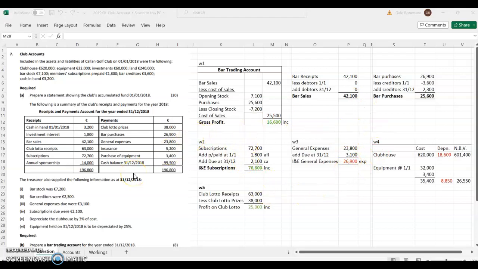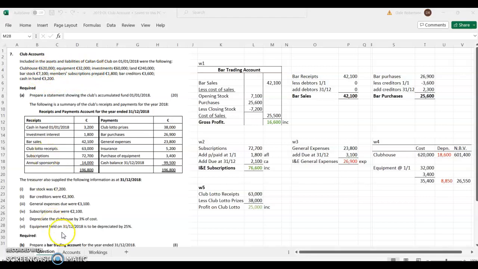So now it's just a matter of putting together the accounts. Now, the first part of the question asks us to prepare a statement showing the club's accumulated fund at the start of the year. Now at ordinary level, that is just the information at the top here, where it says included in the assets and liabilities of Callan Golf Club are the following. So we've got all of these entries. Most of them are assets, 2 of them are liabilities.